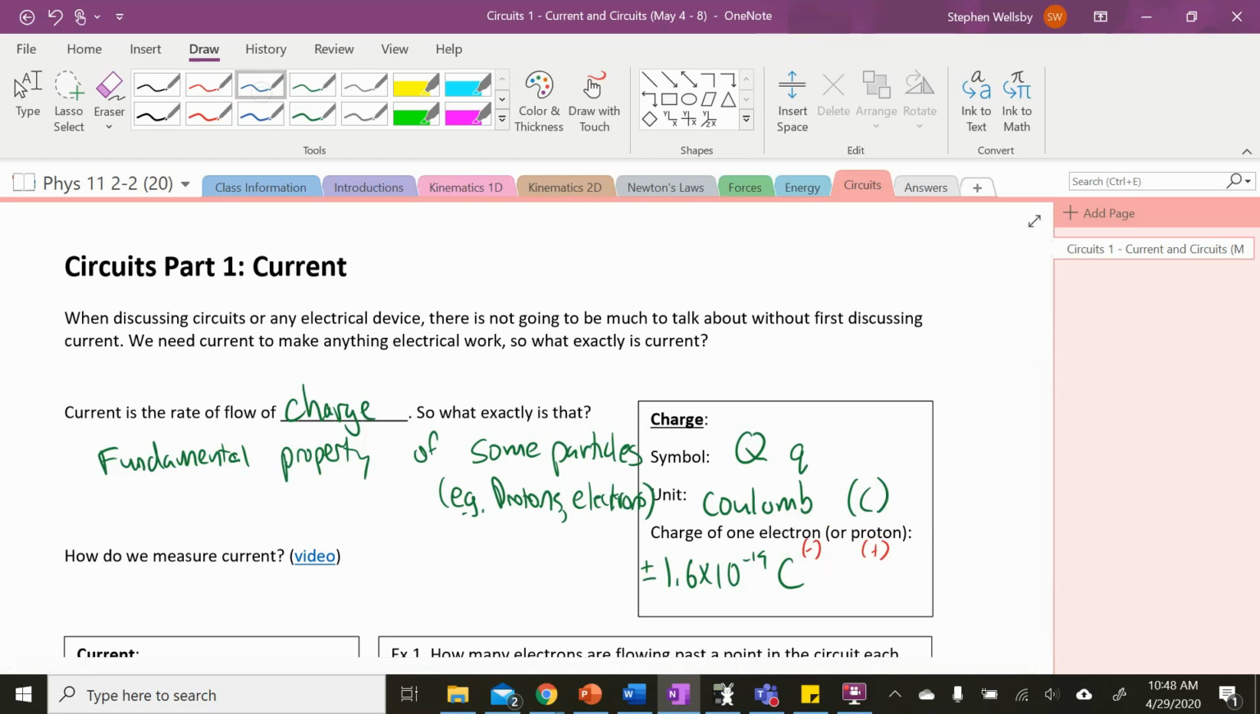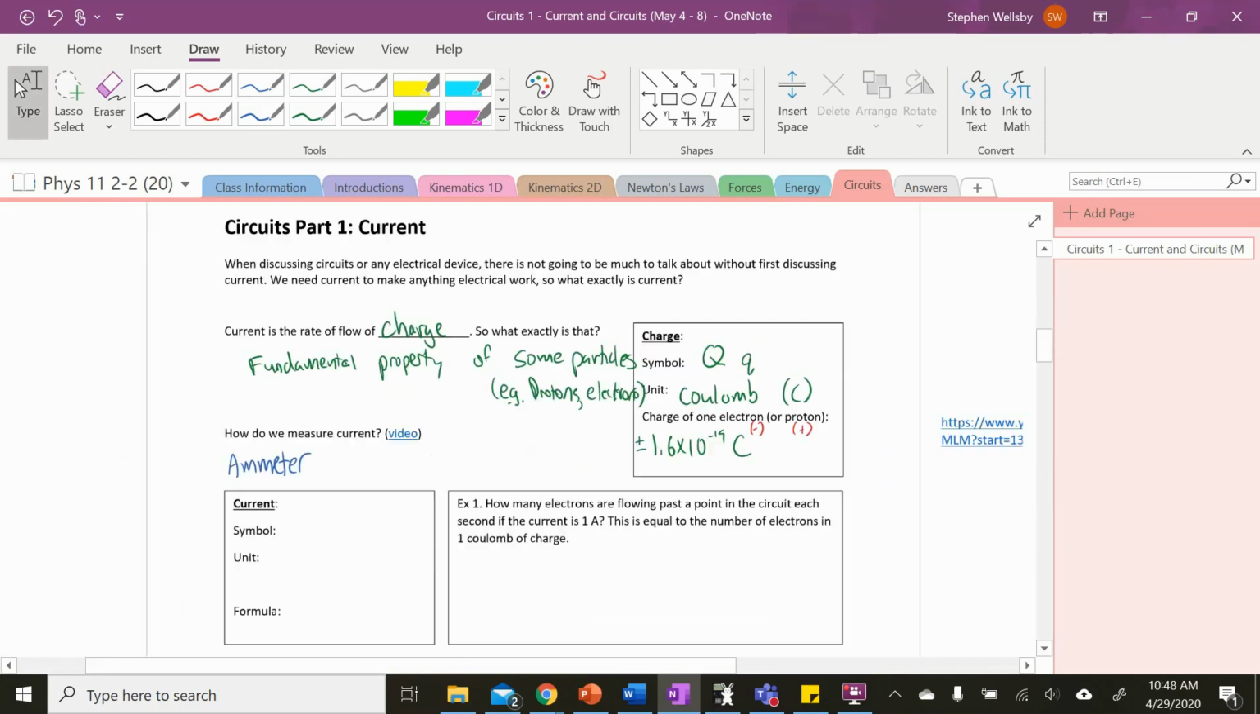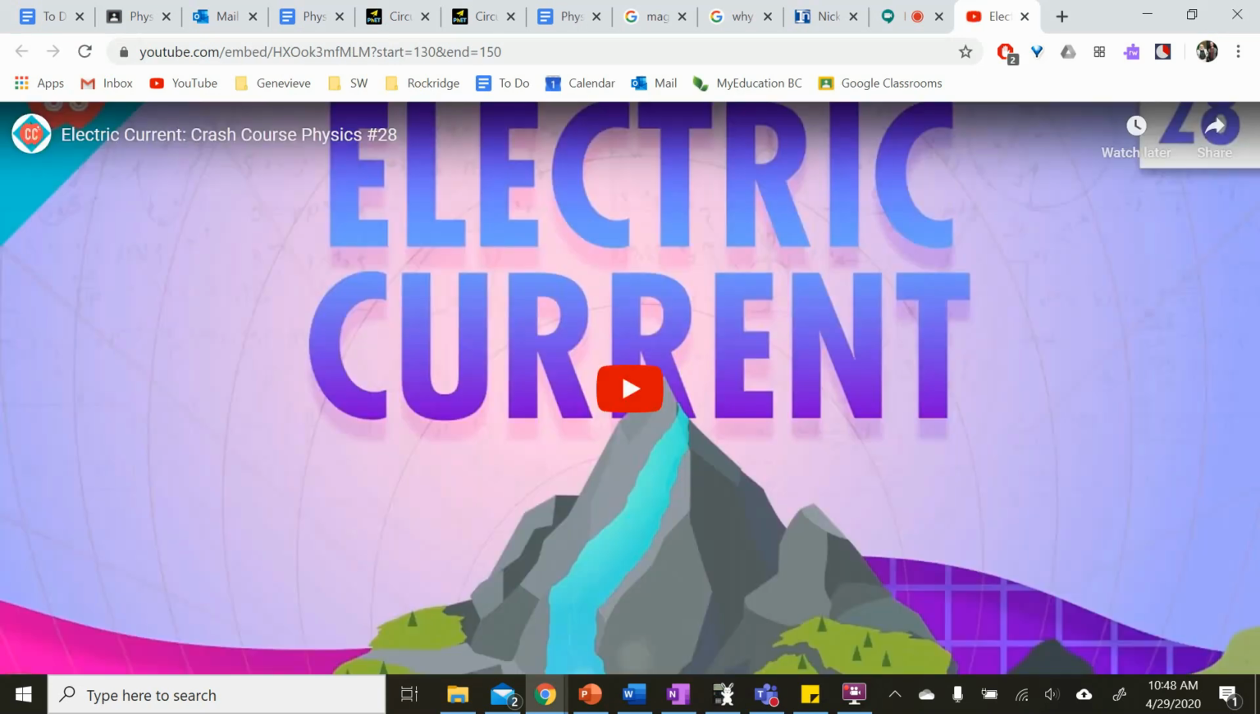So how do we measure current? Well, first of all, the device that we use to measure current is called an ammeter. We plug it into a circuit, and essentially what it's doing, for all intents and purposes, is counting the number of electrons or positive charges. It's essentially counting the number of coulombs that are passing a certain point. I've got a quick video here that we can take a look at to help explain that a bit better.